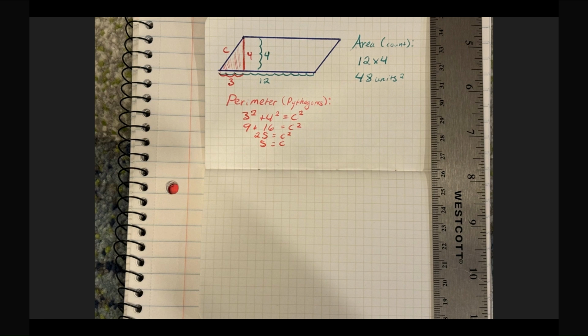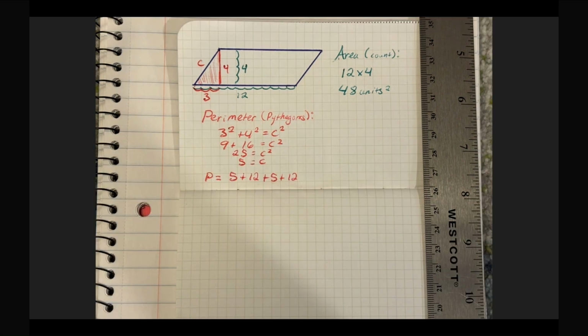We square root both sides to get 5 equals c. And then to find the perimeter, we're adding up all four sides. So we've got the 5 we just found, plus the 12 that we counted, plus another 5 on the right-hand side, plus another 12 on the top.